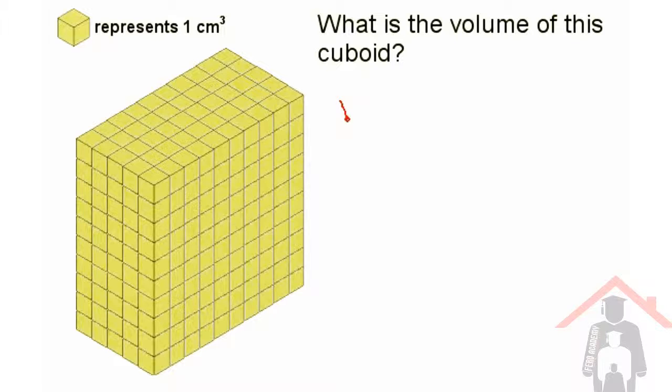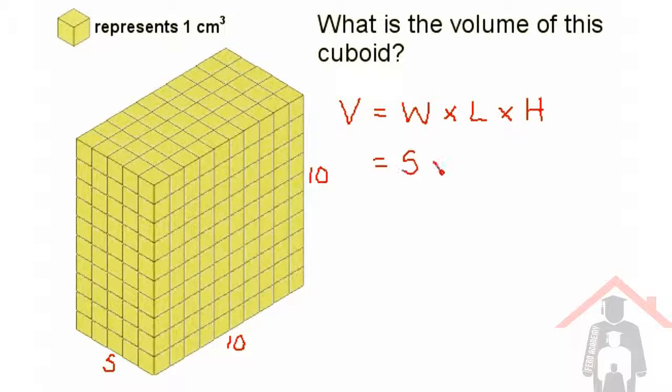We know that the volume is given by the width times the length times the height. The width of this cuboid is 5, the length is 10, and the height is 10. So we have 5 times 10 times 10. This gives me 500 centimetres cubed.